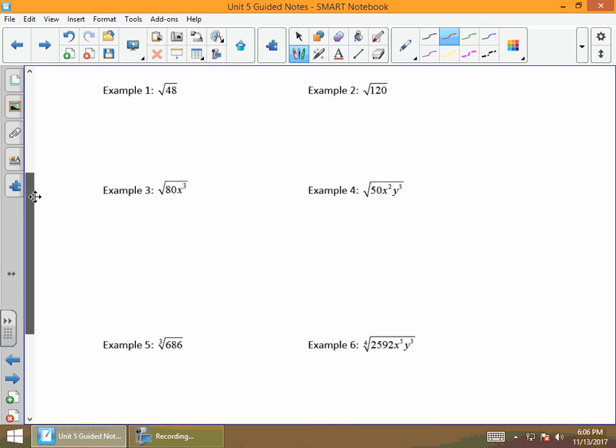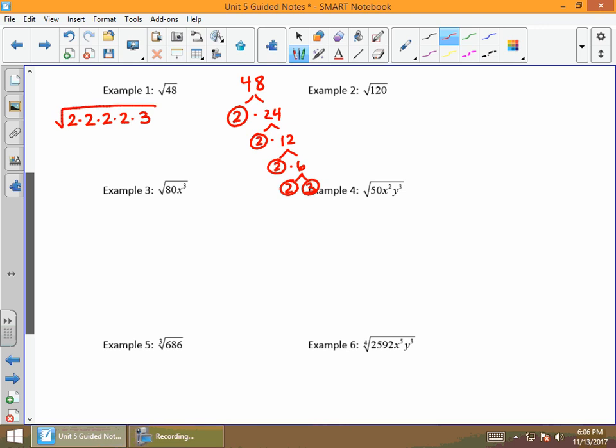So the first thing I'm going to do is the prime factorization of 48. 48 is 2 times 24. Well, 2 is prime, but 24 is not. 24 breaks down to 2 times 12. 2 is prime, but 12 is not. 12 is 2 times 6. 2 is prime, 6 is not. 6 is 2 times 3. 2 is prime, and 3 is prime. So when I rewrite 48, it is going to be four 2's and one 3, still in the radical. I get that from the factor tree.